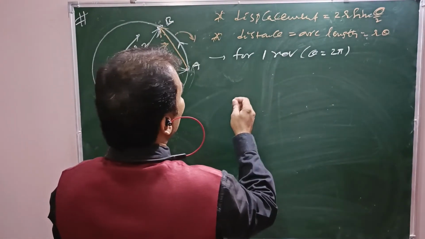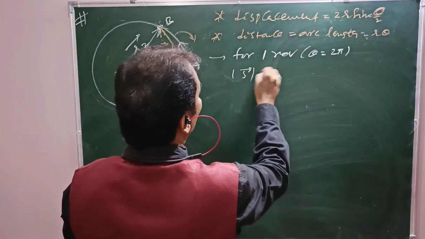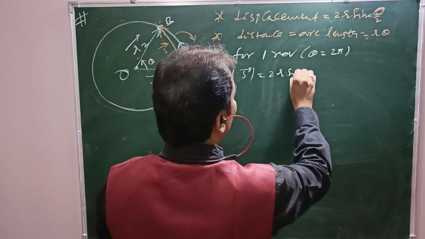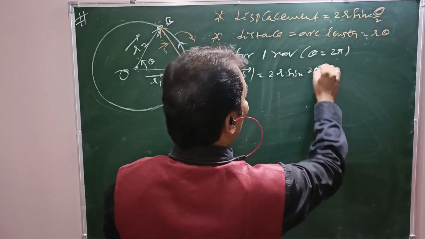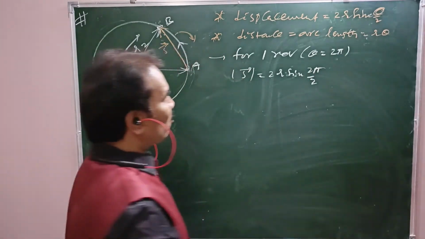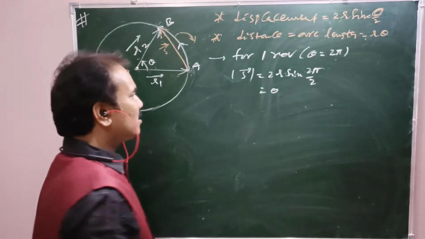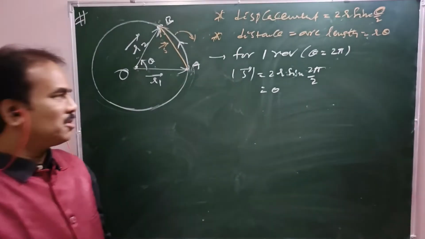Now displacement, mod s bar equal to 2r sine theta by 2, that is 2 pi by 2. 2r sine pi by 2 pi by 2. That is what? 0. The 2 gets cancelled. That is sine pi, which means 0.